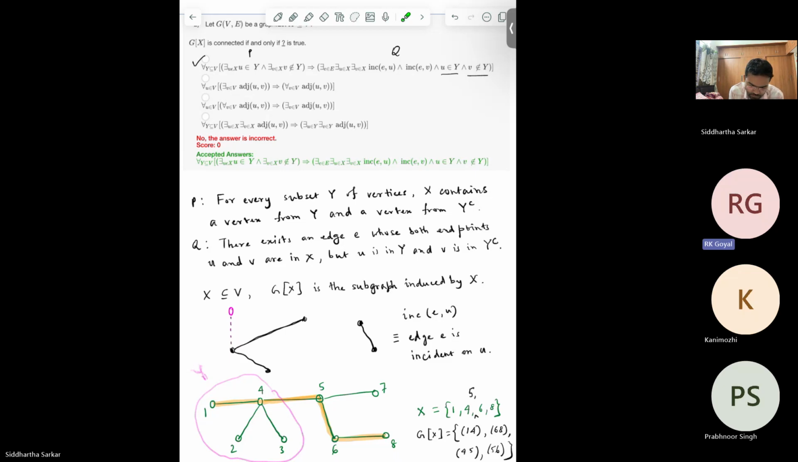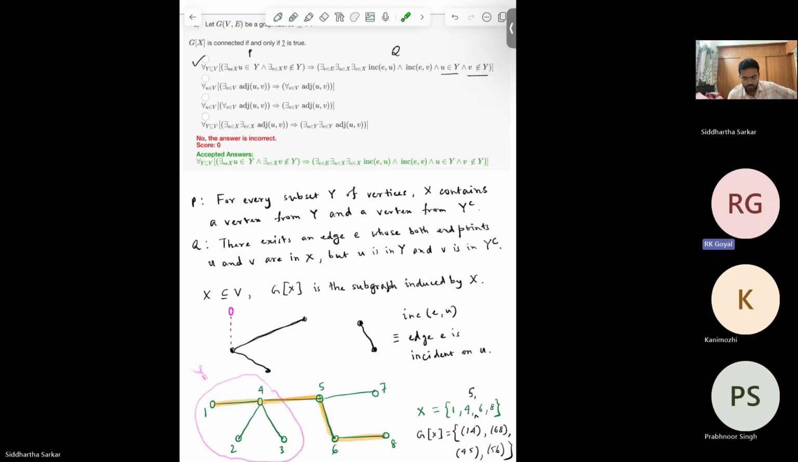So it says that for all the y's, which are the subsets of the vertices, there exists a u which is an element of x, and then there exists a v which is an element of x. I mean, if I pick two vertices from within the subset x and the adjacent of uv, so then I found the adjacent vertices of the u and v. What does this ADJ of UV imply? It means adjacency, that they are connected by an edge. Oh, I see. I see.